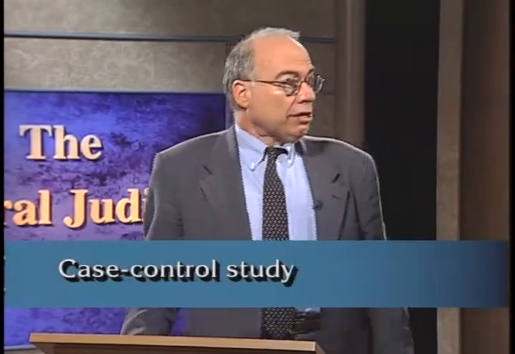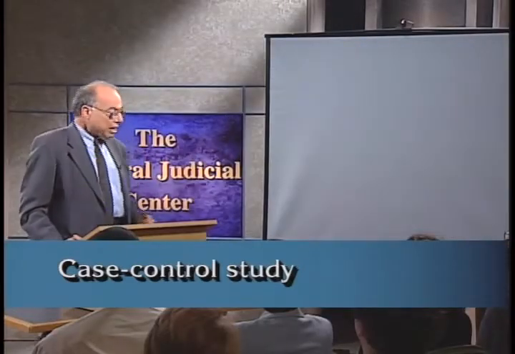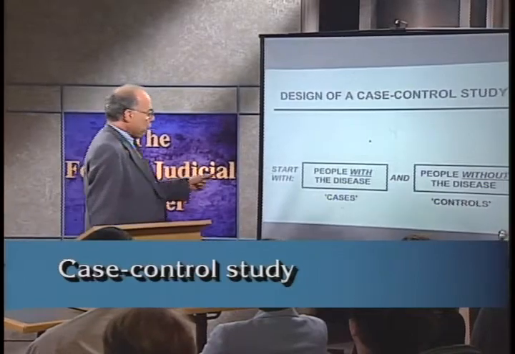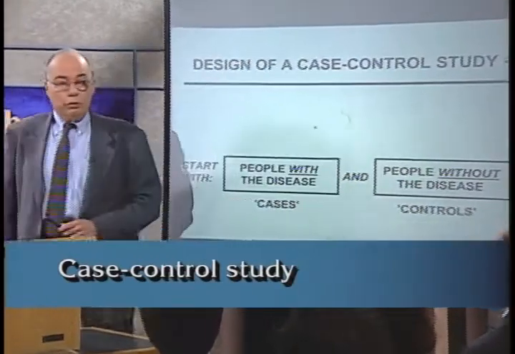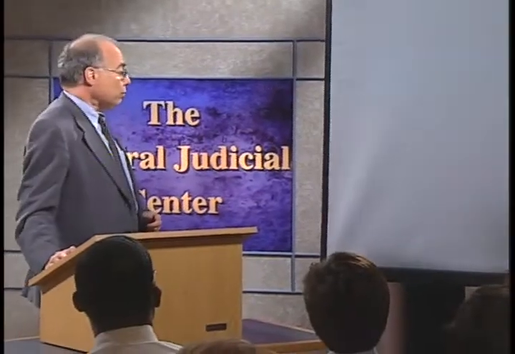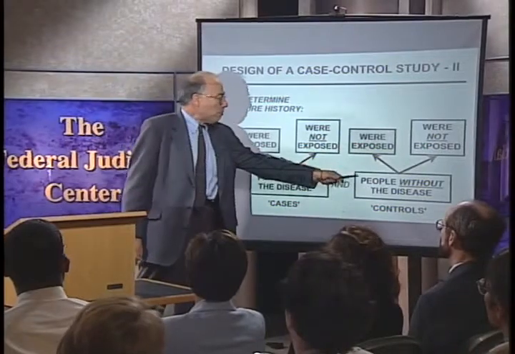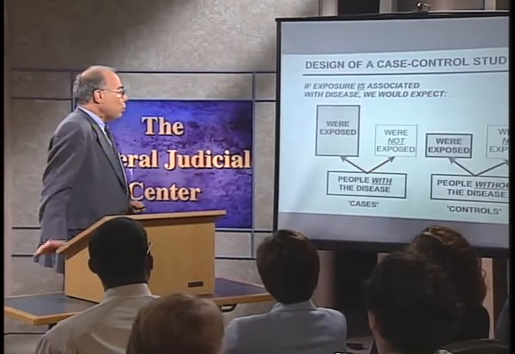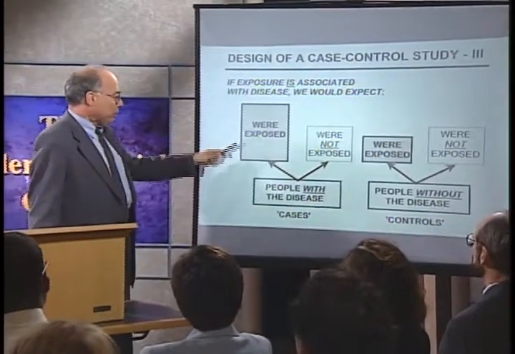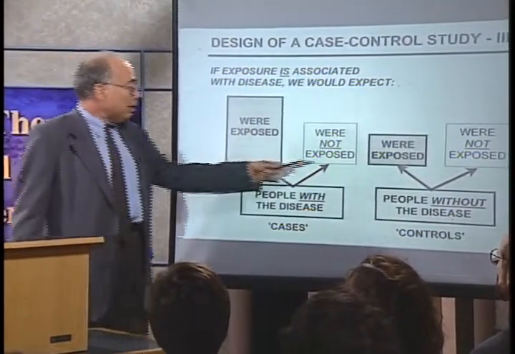So we've now talked about the randomized trial and about cohort studies. And the final study I'll discuss in this presentation is the case control study. In the case control study, we begin with people who have the disease, called cases, and we identify people who don't have the disease for comparison, and they are called controls. Hence the name case control study. We then determine the history of exposure. What proportion of people with the disease were exposed in the past, and what proportion of people without the disease were exposed in the past? If exposure is indeed associated with disease, we would expect a greater proportion of the cases to have had a history of exposure than of the controls.